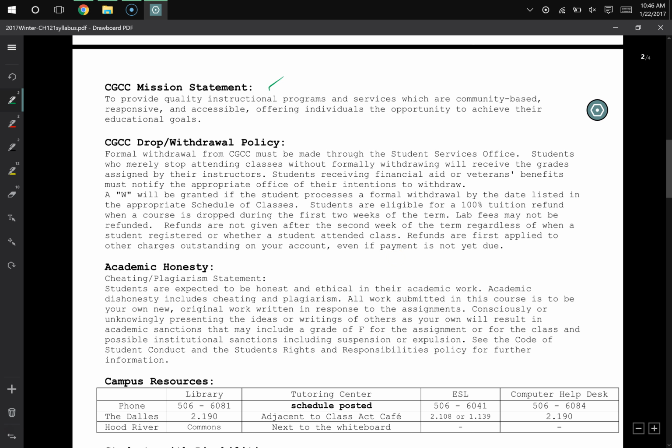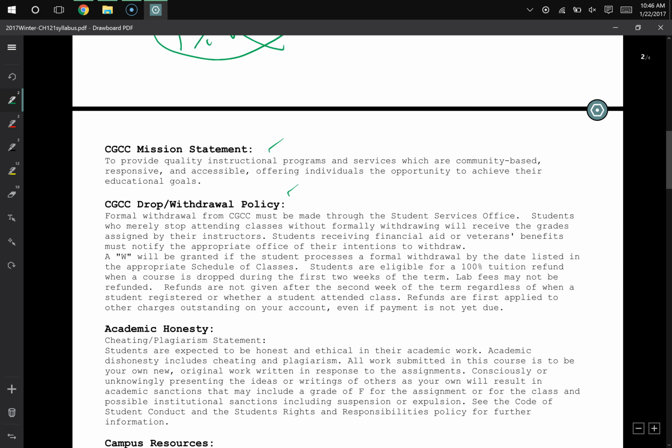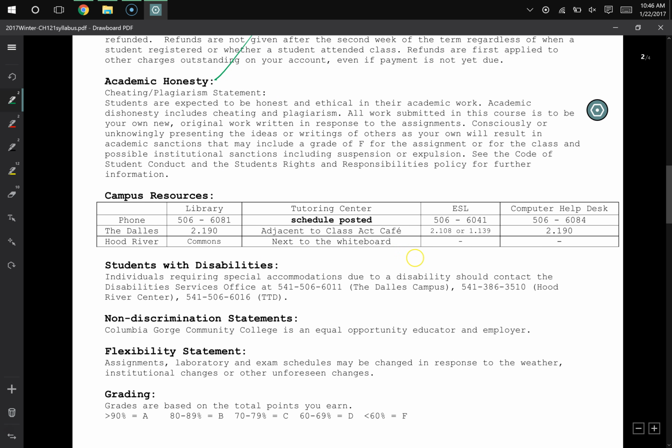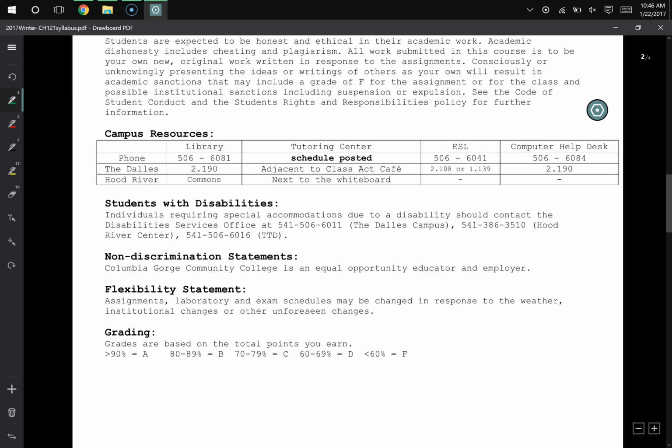Here's the college's mission statement. There's the add/drop policy. Don't cheat. Here's some campus resources for you. Anybody who has a disability, come talk to me. Give me the piece of paper that they gave you at Student Services for the accommodations, if you need extra time on an exam or a room with no noise or something of that nature.